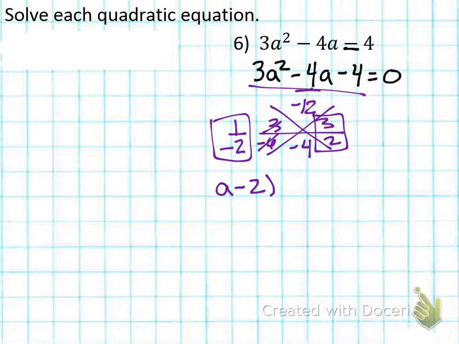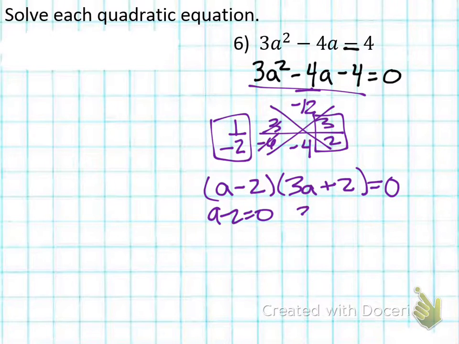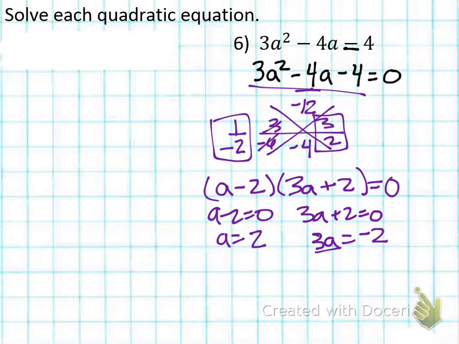And then I write these as a factored expression. So I have 1 over 2 just goes to a minus 2. 3 over 2 goes to 3a plus 2. And it's still equal to 0. So now I set each of these equal to 0 using the zero product property. And then I solve for a in each of them. So the first equation, if I add 2, I get a equals 2. Second equation, I'm going to start by subtracting 2 on both sides. So I get 3a equals negative 2. Then I divide by 3. That gives me a equals negative 2/3.